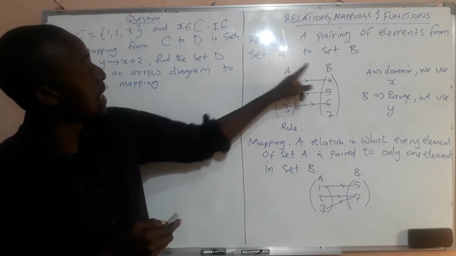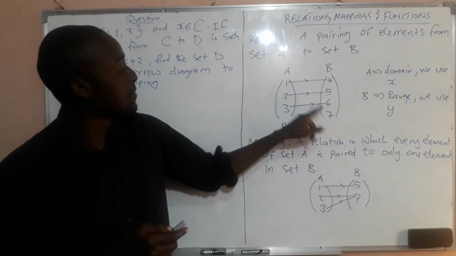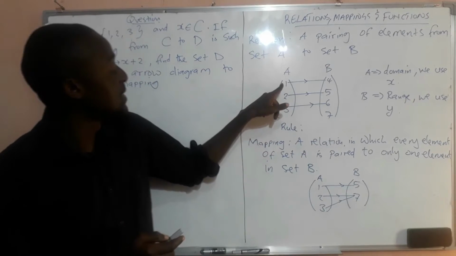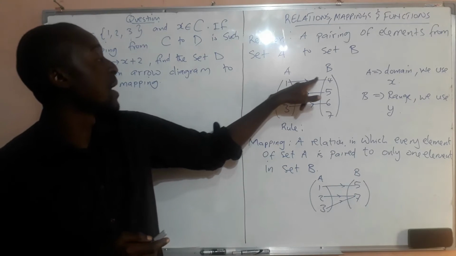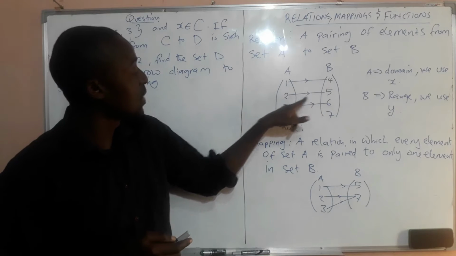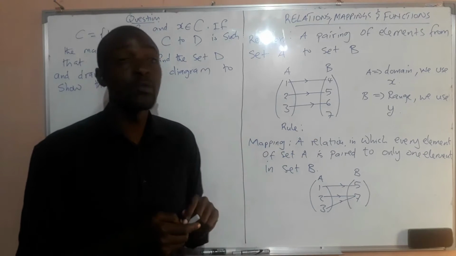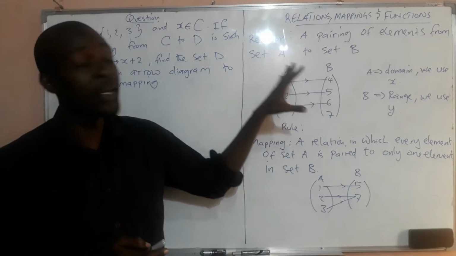So we have two sets A and B, and here we have 1, 2, 3, and here we have 4, 5, 6, 7. So you can see the pairings that are shown by these arrow diagrams. So 1 is paired to 4, 2 and 5 are paired, 3 is paired to 6, and 7 is not paired to any number. So this is an example of a relation.